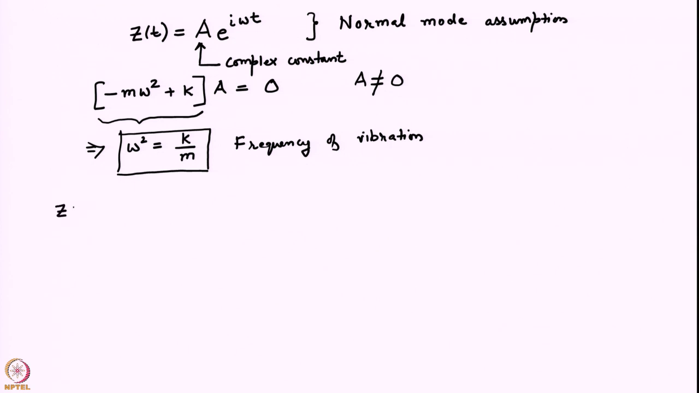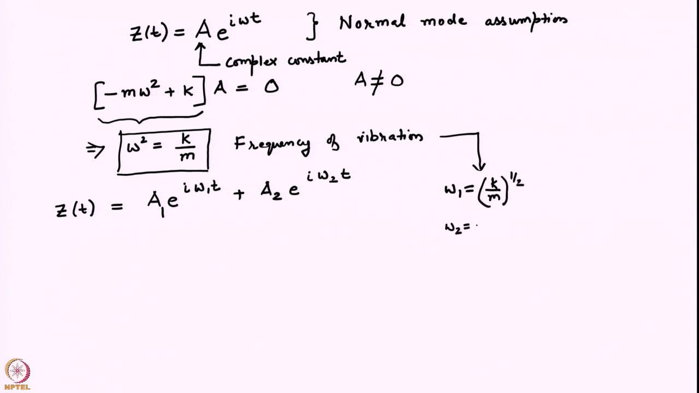So now how do we write the solution to the equation? Using the same complex notation, we will write z of t is equal to A1 e to the power i omega 1 t plus A2 e to the power i omega 2 t. Why omega 1 and omega 2? Because from this frequency relation we know that omega 1 is equal to plus square root k by m, and omega 2 is equal to minus square root k by m. They are just negative of each other. So we can write this as A1 e to the power i square root k by m t plus A2 e to the power minus i square root k by m t.